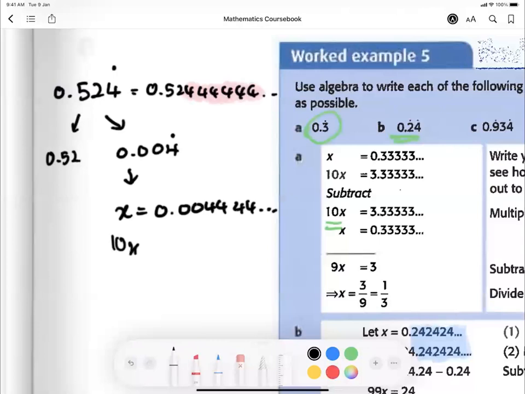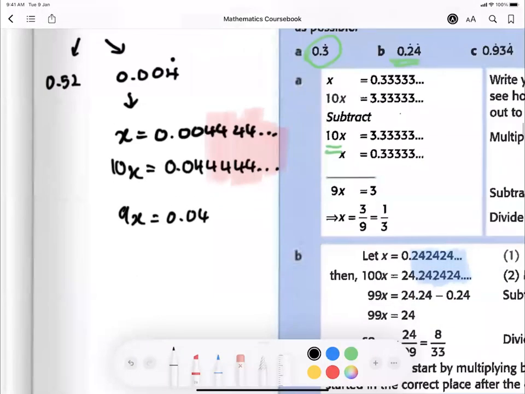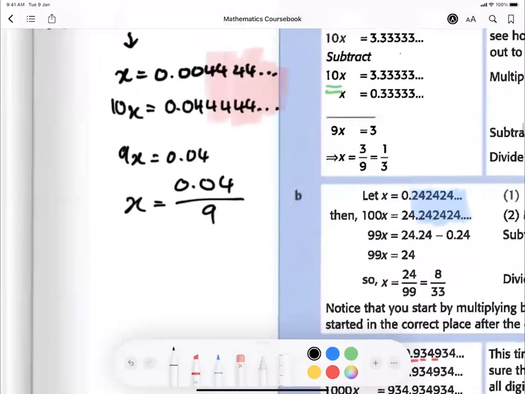So 10x. I'm going to write the same amount of decimal places so that I can remove the recurrence here. So I'm just going to do 10x minus x. I will get 9x is equal to, removing the recurrence, 0.04. So x is equal to 0.04 over 9. Change it to a proper fraction. For the top, I multiply by 100. The bottom, I also multiply by 100. I get 4 over 900.